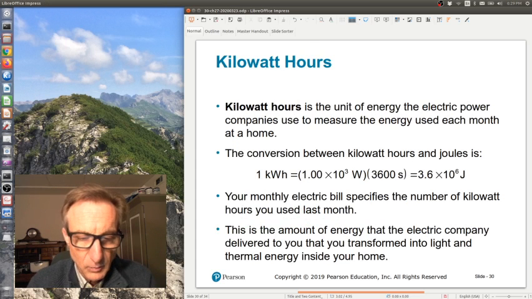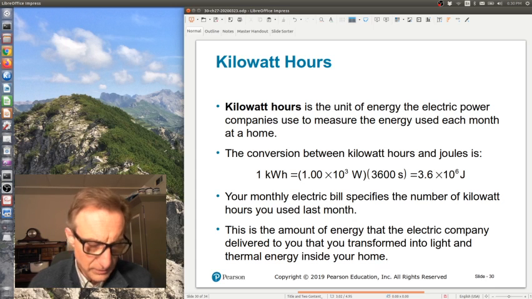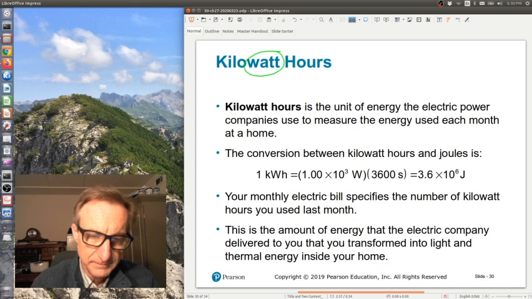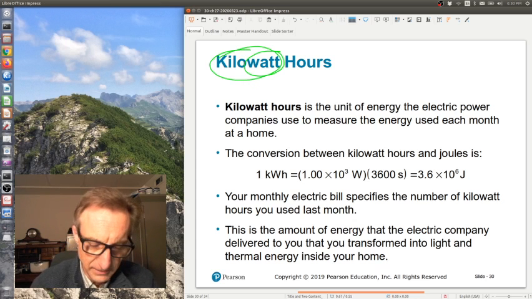Now, the kilowatt hour is actually a unit of energy for electrical power that the companies use to measure the usage for a particular home. We talked about this in class briefly recently, but a kilowatt hour is a unit for energy much the same as a joule is. We know that a watt is a unit of power, and a kilowatt is therefore 1,000 watts.